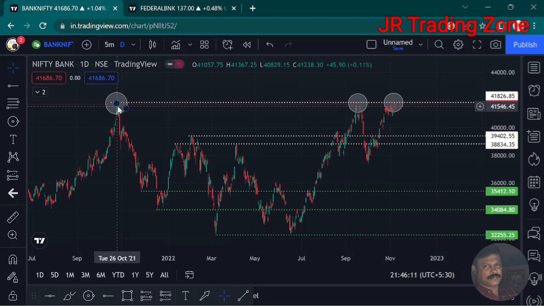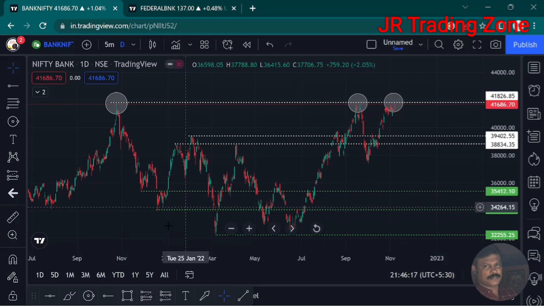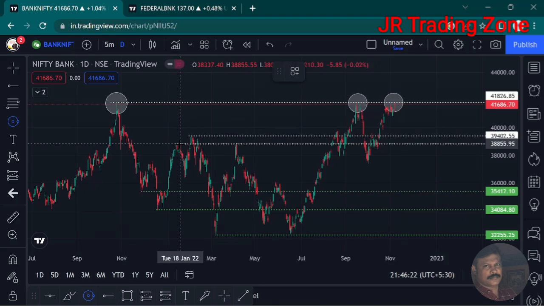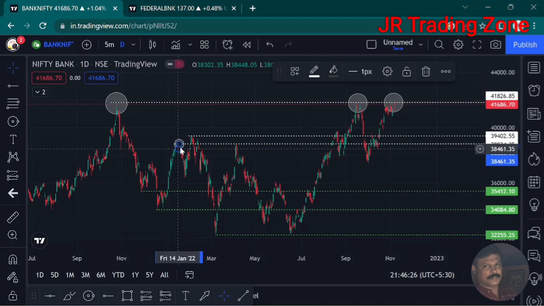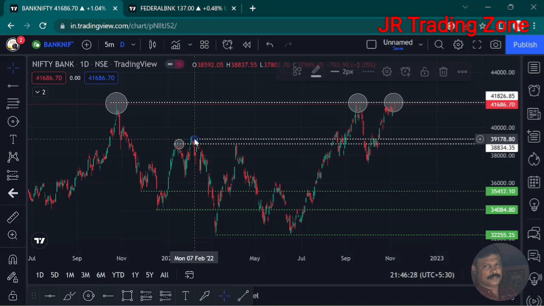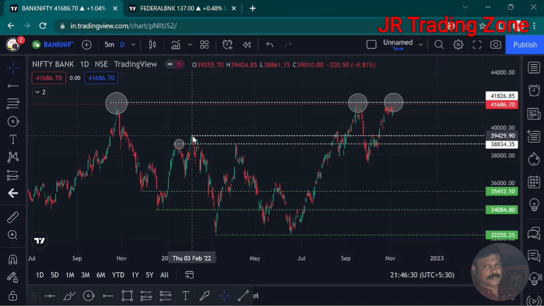Here we mark the peak of the resistance. Now at the same point it is taking resistance. Now you can see we marked a resistance here, January. Then we marked a resistance, February here.